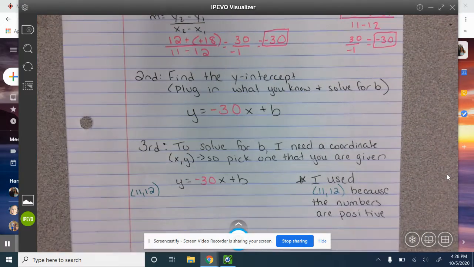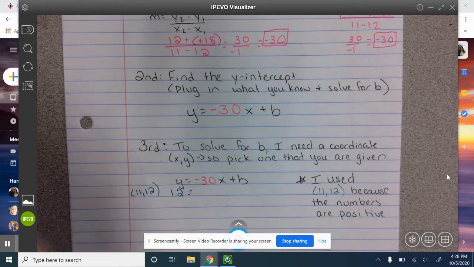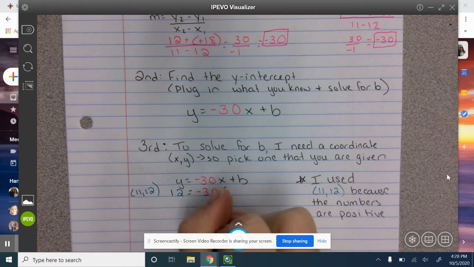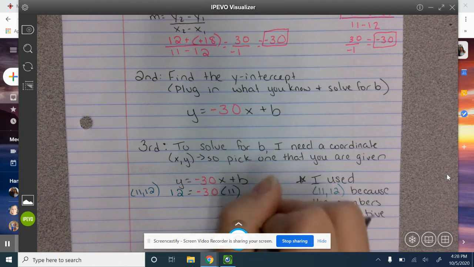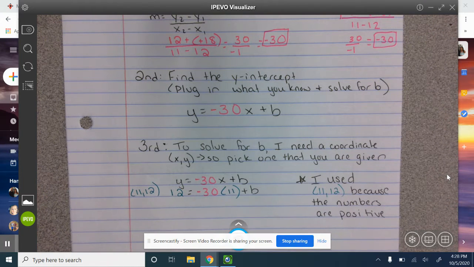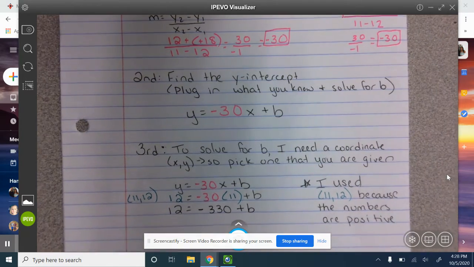So now, what we're going to do is we're going to plug in what we have. So y is now 12. I'll try to keep my color coordinating going for you. -30 doesn't change. X is 11. And then we have plus b. So then we're going to simplify right here. -30 times 11 gives me -330 plus b. This is right back to the one-step equation like we were looking at on Monday.